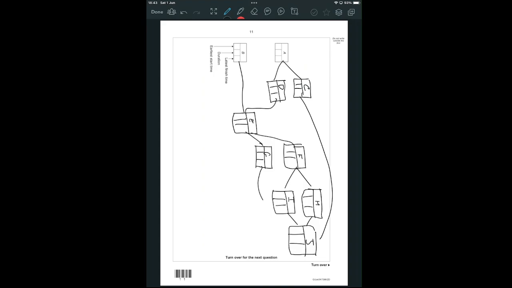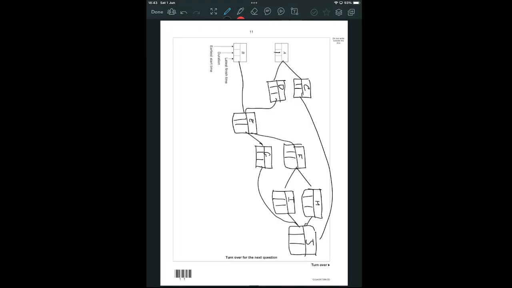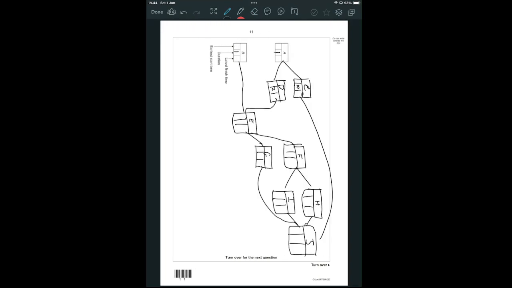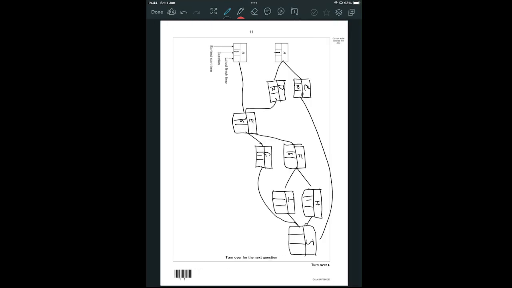H, I, and G. So all of those then depend there. Durations 1, 1, 10, 1, 1. This is where I'm going to have to make boxes or just zoom in. 10, 2, 5, 6, 2, 5, 6. G is 1, 1, 1, 1, 2, 4. Okay, so now I can start.